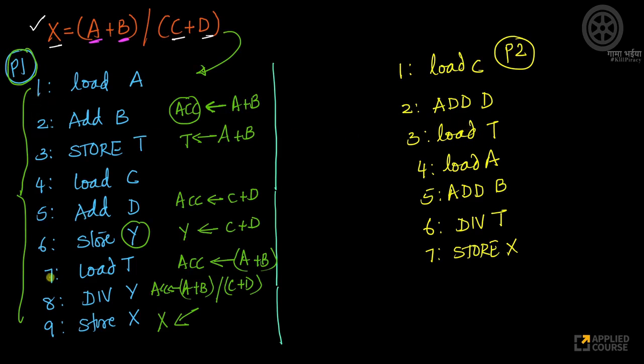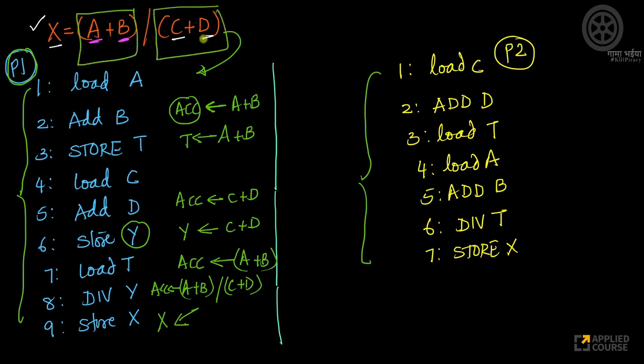Here I needed 9 instructions. We can actually solve and compute this result using just 7 instructions. If we look here, what did we do? First we computed A plus B and stored the result, then we computed C plus D and stored the result, and then we computed A plus B by C plus D. But what if we do it slightly differently?